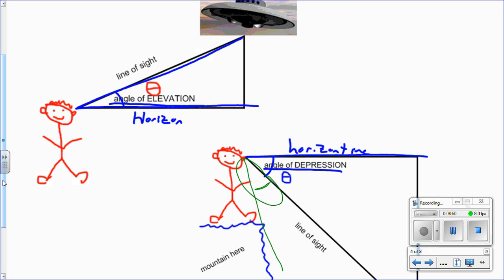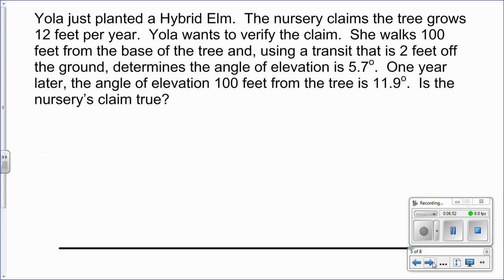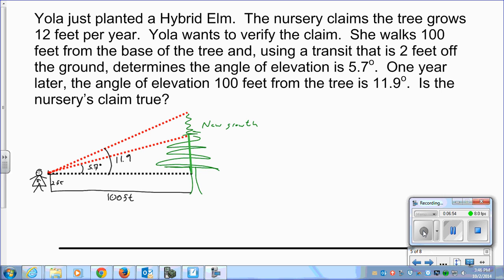So last slide here, we're going to do a practice problem. So for this word problem, notice I went ahead and drew a picture here so you can see when we talk about this transit, it's just a device used to find angle of elevation and depression. So that's just 2 feet off the ground there. So we'll have to consider that at the end of our problem.